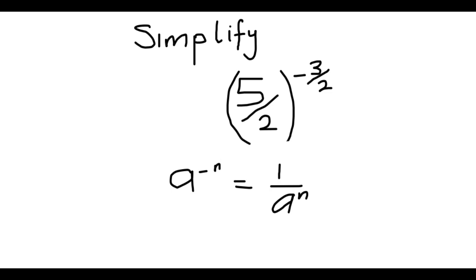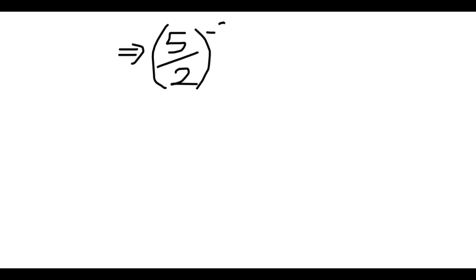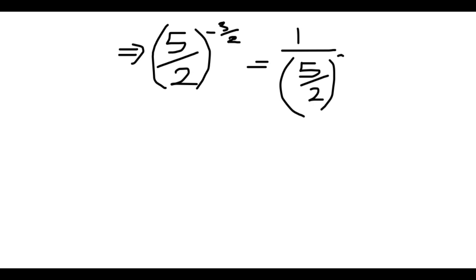This then implies that (5/2) to the power negative 3/2 can be written as 1 over (5/2) to the power 3/2.